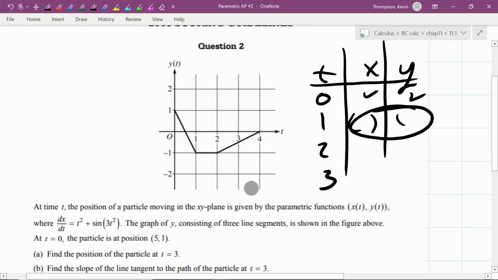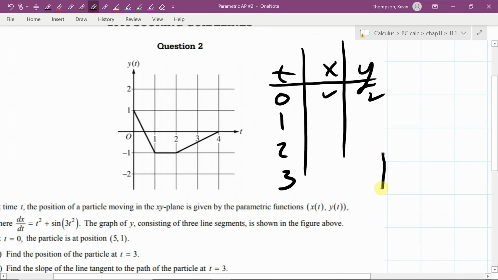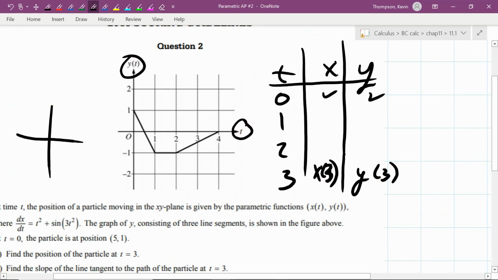So when it says find the position of the particle at 3, it's basically needing us to find x of 3 and y of 3. That would be the position of the particle. How far over is it? Again, this is the graph of t and y. If I would graph x and y, where's the ordered pair where 3 seconds would correspond? That's what this question is asking.